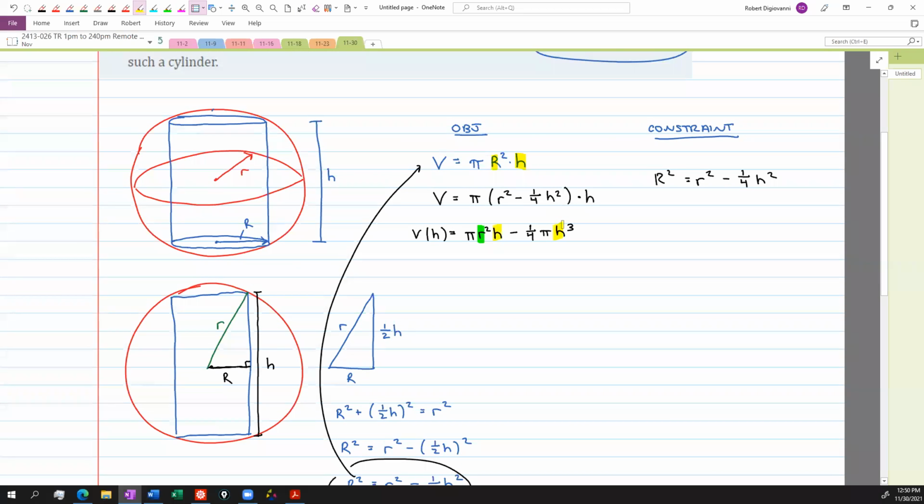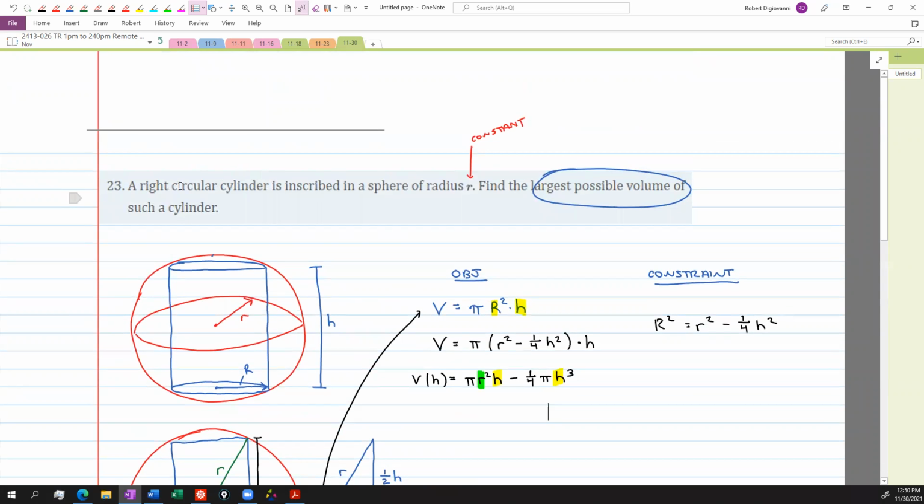Is there some kind of giveaway that r is a constant instead of seeing it like it's a variable? Yeah, because it says a right circular cylinder is inscribed in a sphere of radius r. So they are fixing r right here. They're not telling you what it is. They're just telling you that it's some radius.